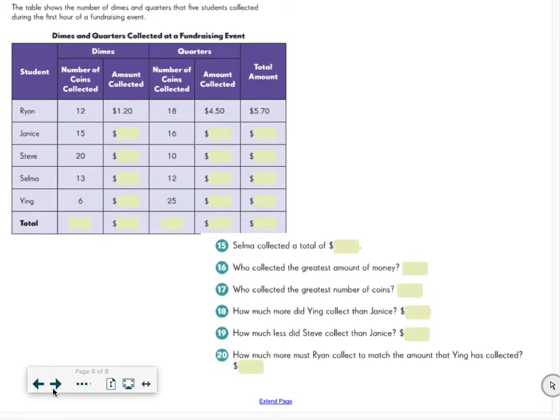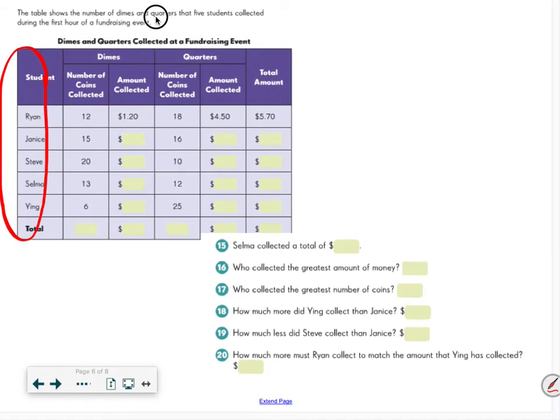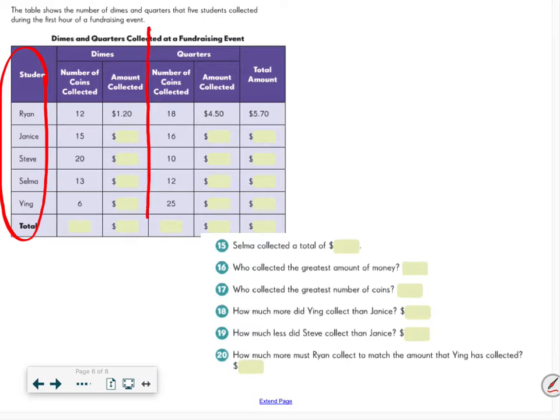The hard part of this is this one, which is money, okay? So if you are watching, you have to really look because there's kind of like two headings. We have the students here, all makes sense, and then here it's split. We have dimes, and on this side we have quarters. So in your brain, you first of all have to think, well, how much is a quarter worth and how much is a dime worth, okay? I know a dime is worth 10 cents, and I know a quarter is worth 25 cents, okay?